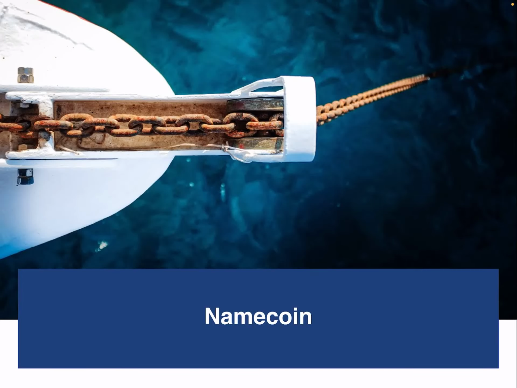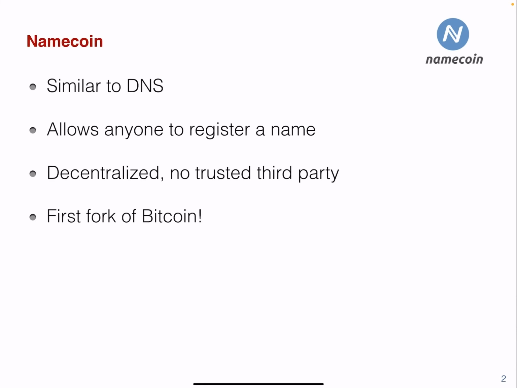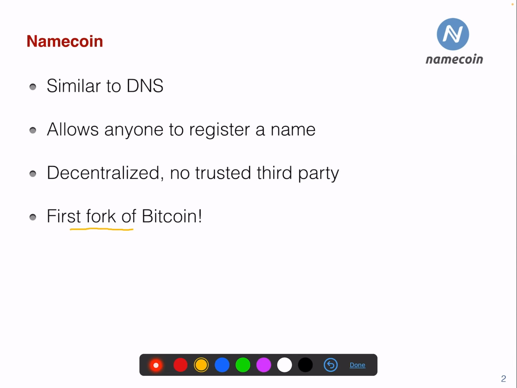Welcome to the Namecoin lecture. So Namecoin is a blockchain. It's an independent blockchain. It's the first Bitcoin fork that aims to provide a service which is similar to the DNS system. So it's called the domain name system.